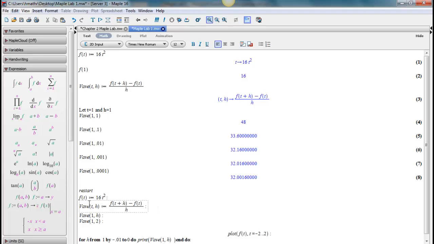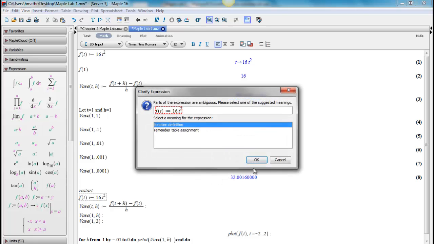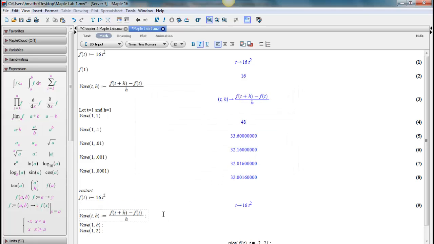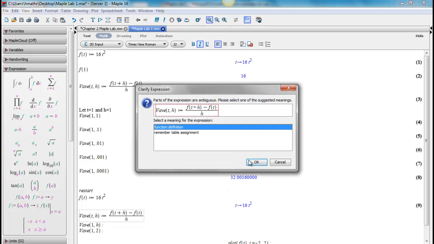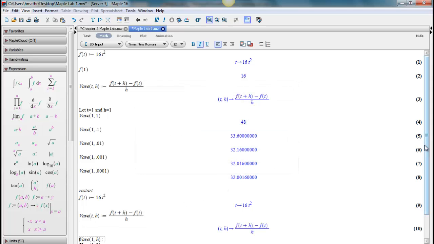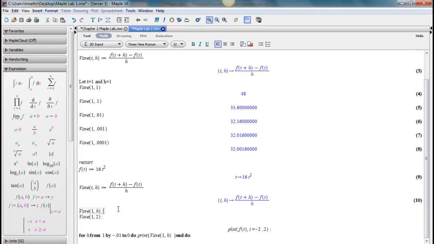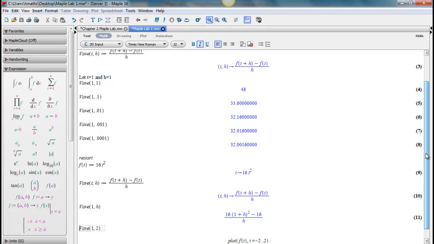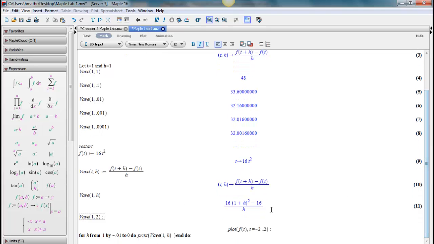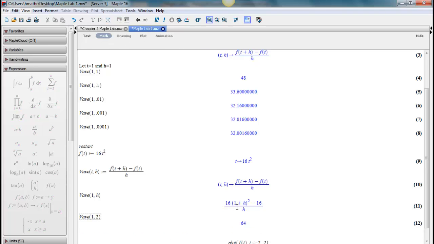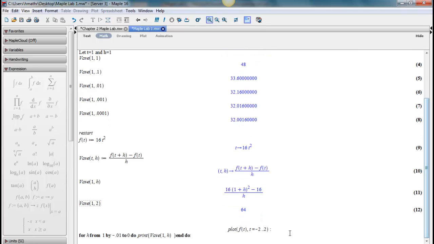Okay, so at this stage, let me go ahead and restart. Introduce that function one more time to make sure Maple recognizes that and nothing else. So now we fix t to be 1, and average velocity is now a function of just h. Let me pick h to be 2 just to make sure that all the computations are being done correctly. So here we would have 64, which makes sense.